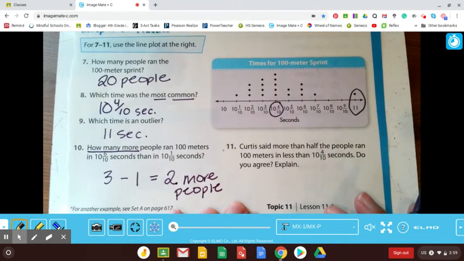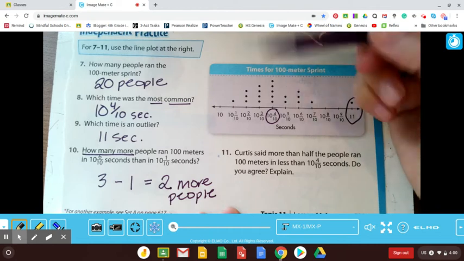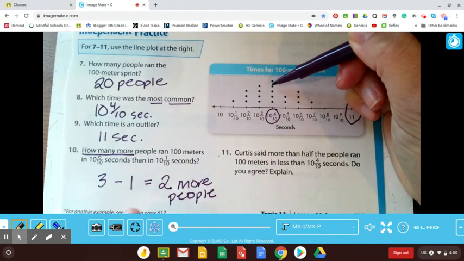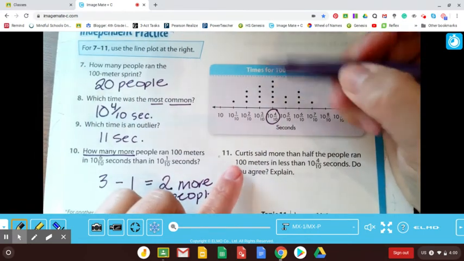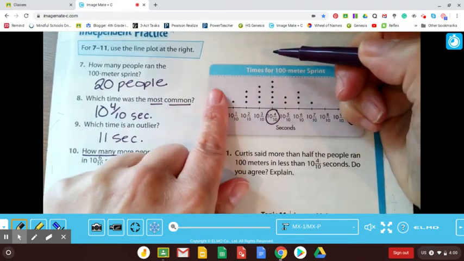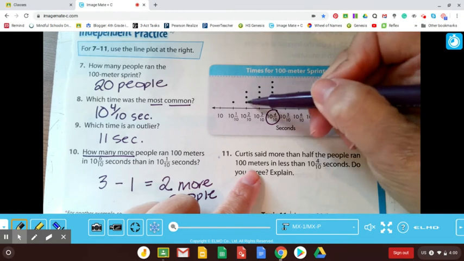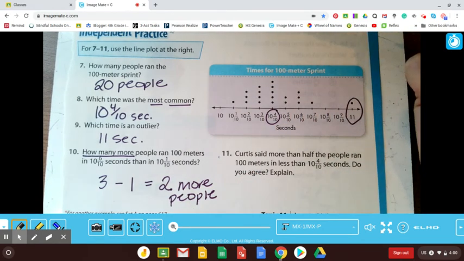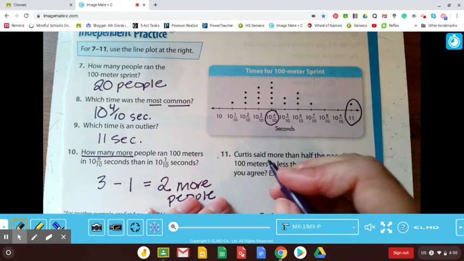And now question 11. Curtis said more than half the people ran 100 meters in less than 10 and 4/10 seconds. Do you agree? So here's 10 and 4/10, and he's saying half ran it in less. So is this going to be half of the people? 1, 2, 3, 4, 5, 6, 7, 8. And there were 20 people in all, right? So half of 20 would be 10. So I'm going to say no, I do not agree.